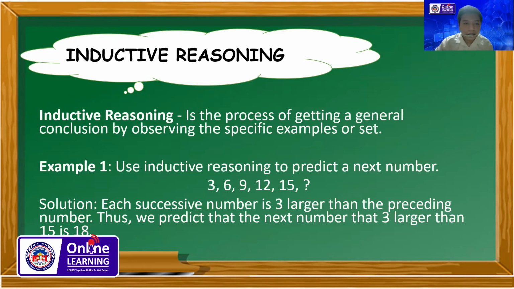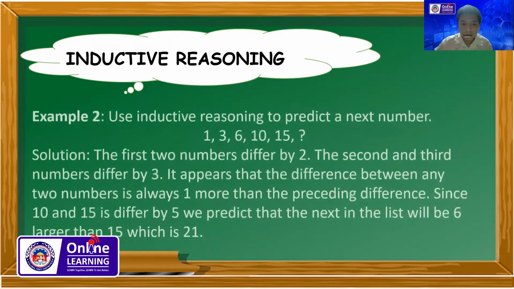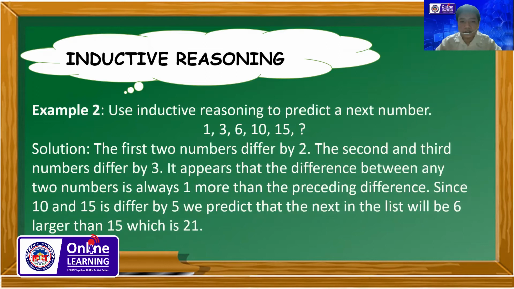Now, another example in regards to inductive reasoning. Example number 2: use inductive reasoning to predict the next number in 1, 3, 6, 10, and 15. For this set of numbers, we come up with this solution. The first two numbers differ by 2, then the second and third numbers differ by 3. It appears that the difference between any two numbers is always 1 more than the preceding difference. Since 10 and 15 differ by 5, we predict that the next in the list will be 6 larger than 15, which is equivalent to 21.